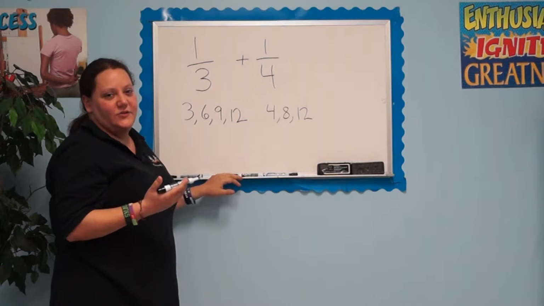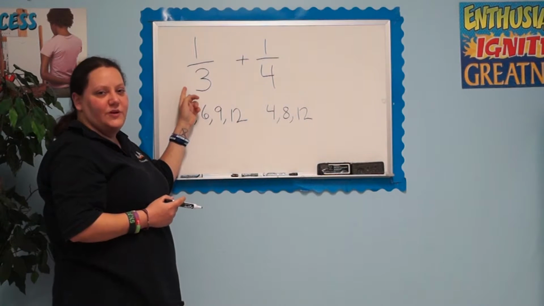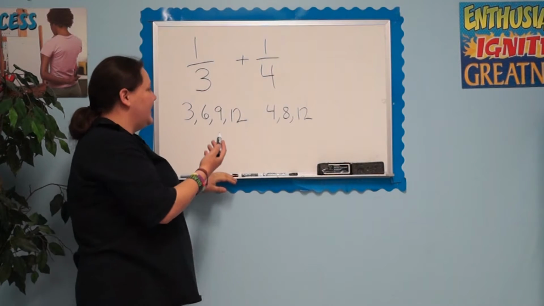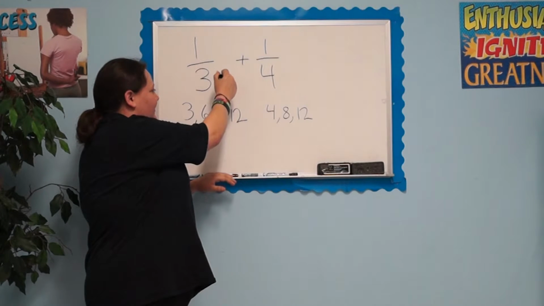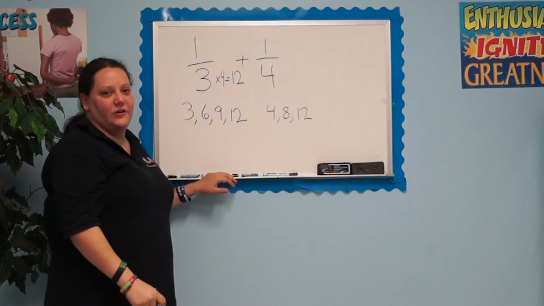So what we have to do to make that happen is we want to figure out what do we multiply 3 by to make it equal 12. In this case, 3 times 4 would give us 12. So we're going to times this fraction by 4. And there's the 12 that we're looking for.